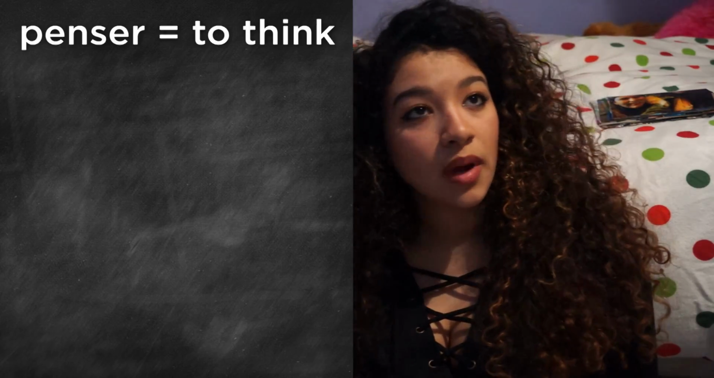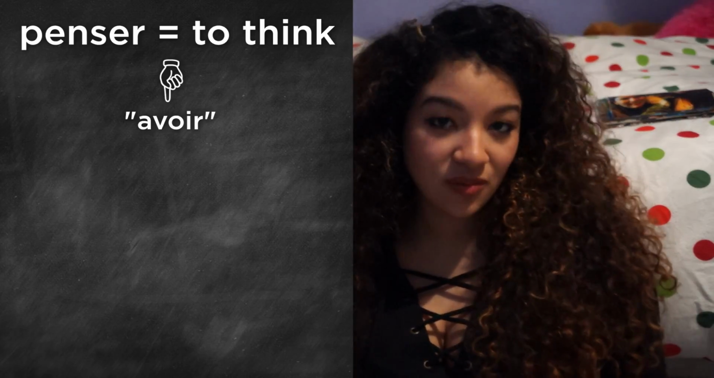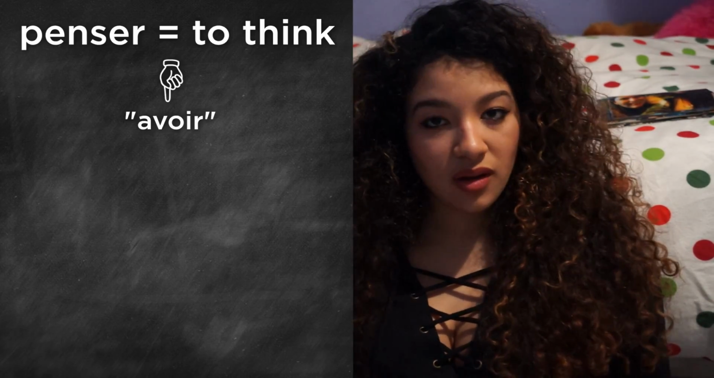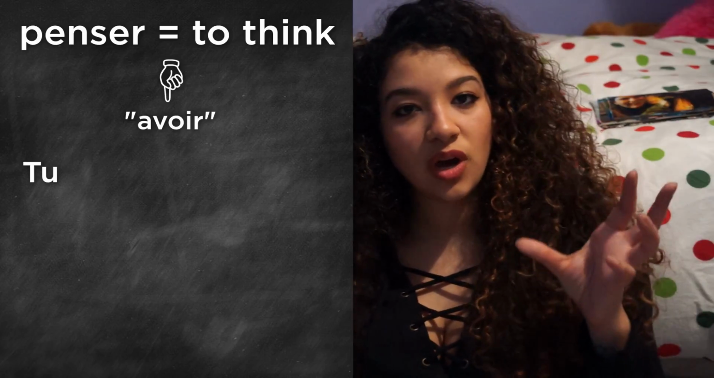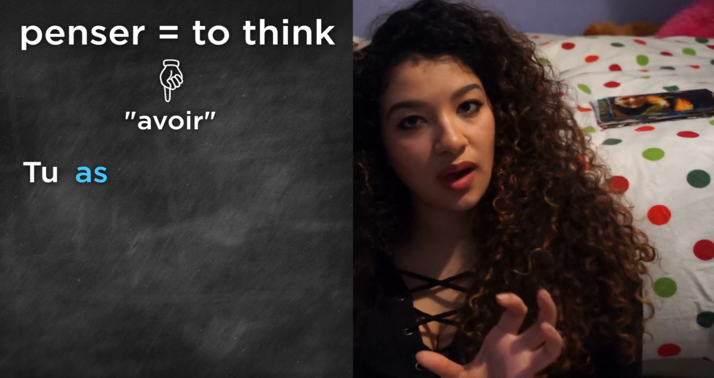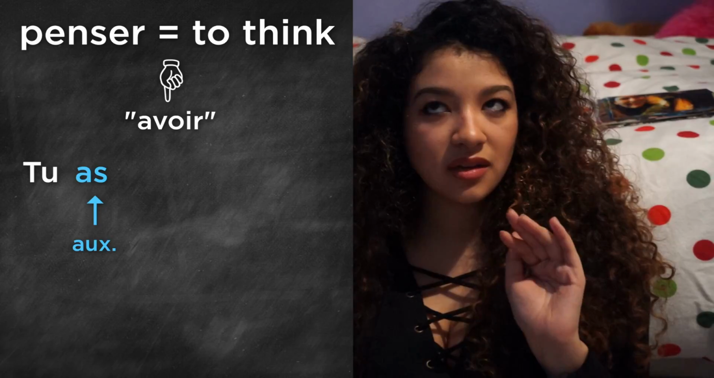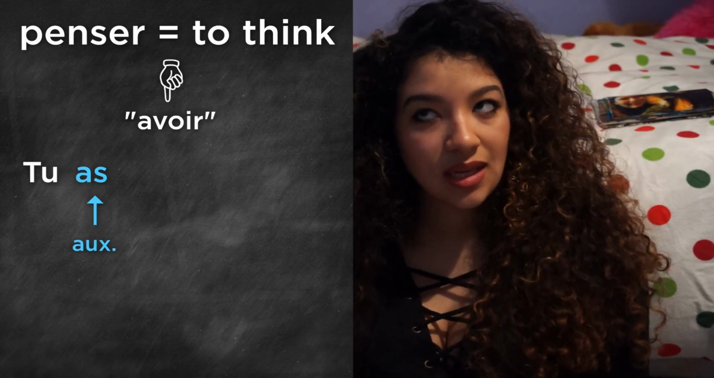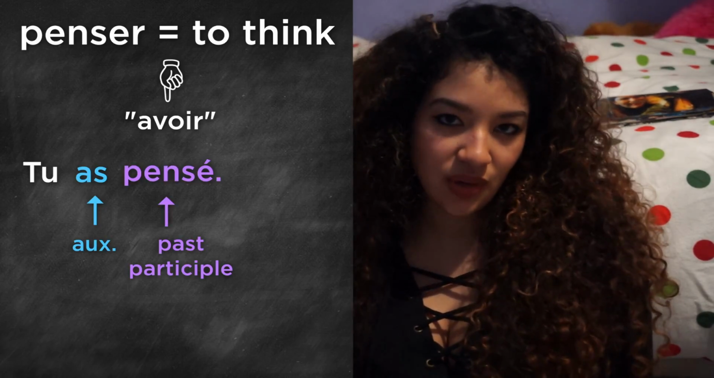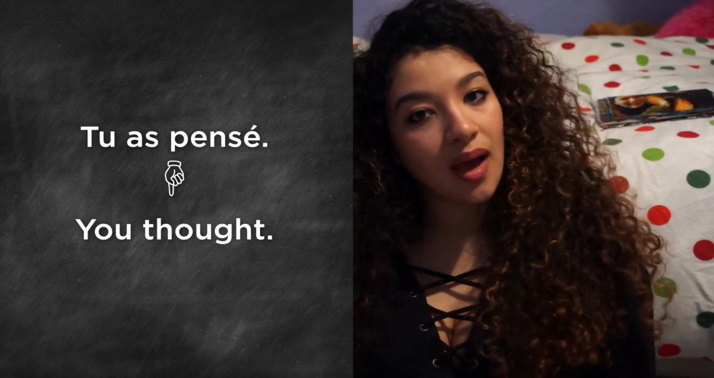If we were using the verb penser, same thing. The auxiliary for penser is also avoir. Let's say we're saying you thought. So we're gonna take tu, and how do you conjugate avoir with tu? That'd be tu as. So we have tu as. That's the first part of passé composé. And then the past participle of penser is penser, but with accent aigu. Just a little tip, any verb that ends in er in the infinitive, the past participle will end in accent aigu. So if we're gonna say you thought, we would say tu as pensé.